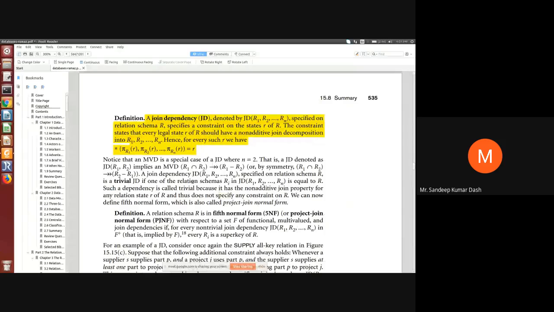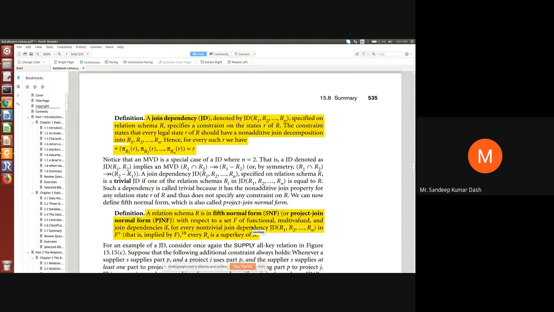Project join or the fifth normal form says that a relation schema is in fifth normal form with respect to a set of functional dependencies, multivalued dependencies, and join dependencies if for every non-trivial join dependency in F plus, every Ri is a super key of R.